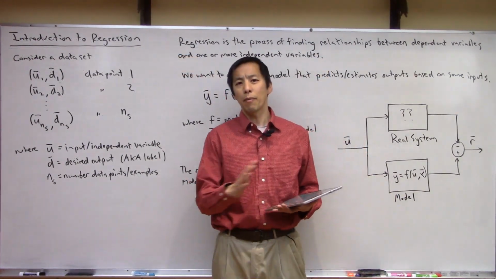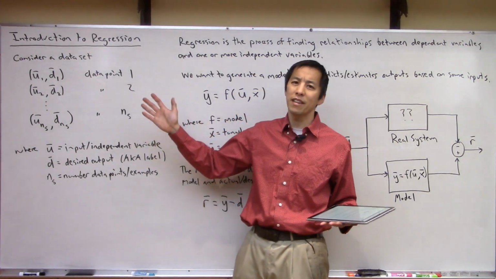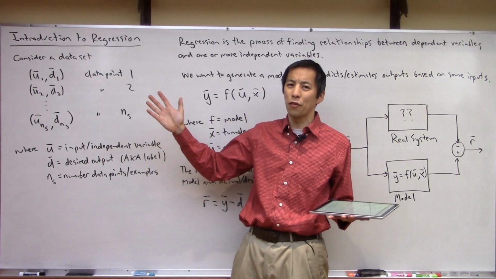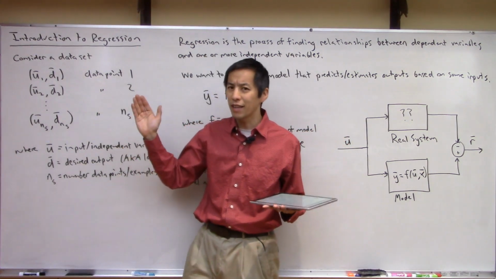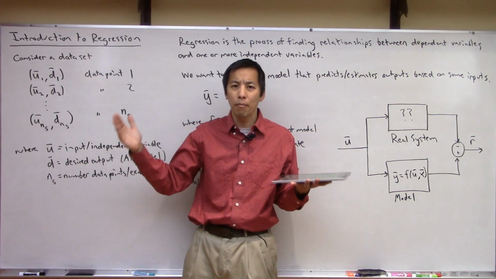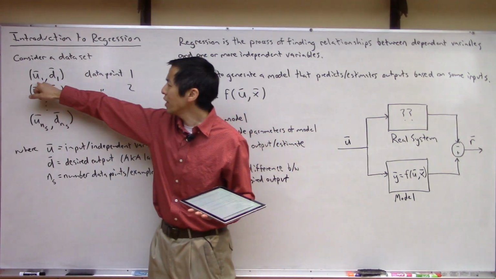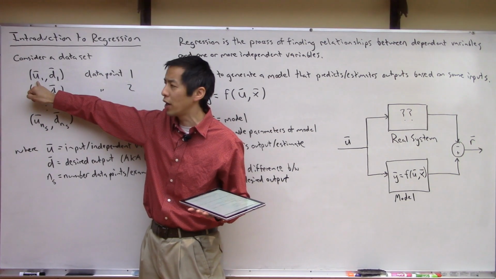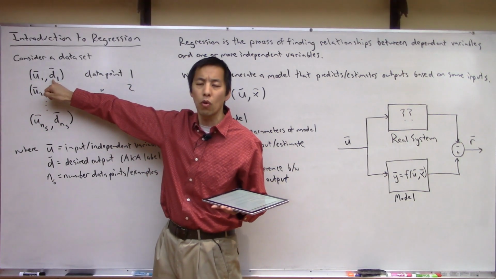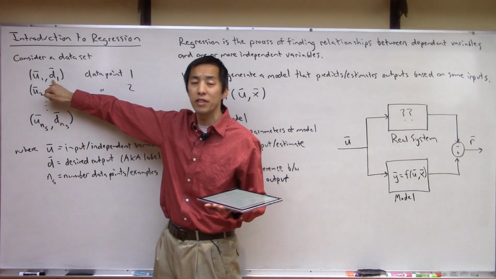All right, so let's talk about basic regression. So modern data science, as the name implies, focuses around data sets. So one way to think about a data set is a collection of samples or data points. So one data point or one sample might be something like an input, let's call it U1, which somehow results in or is correlated to some output D1, okay?